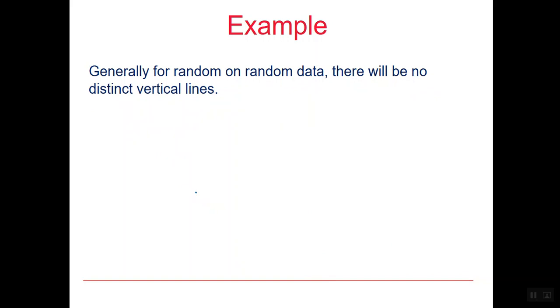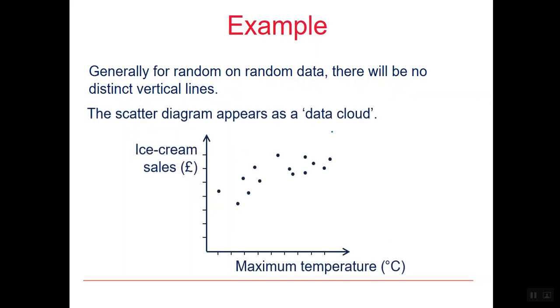Generally, for random on random data, there will be no distinct vertical lines. The scatter diagram appears as a data cloud in this general shape here.